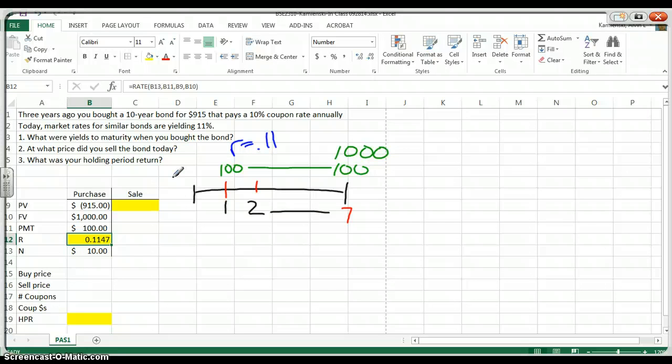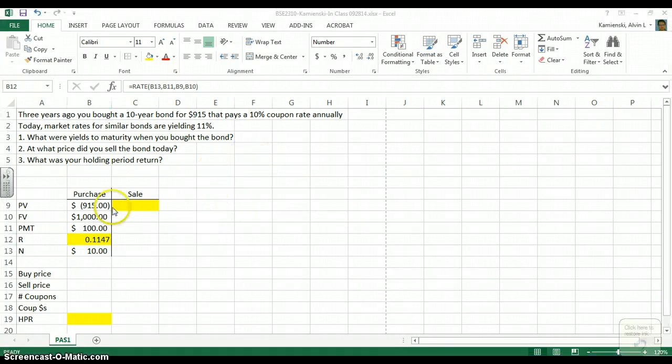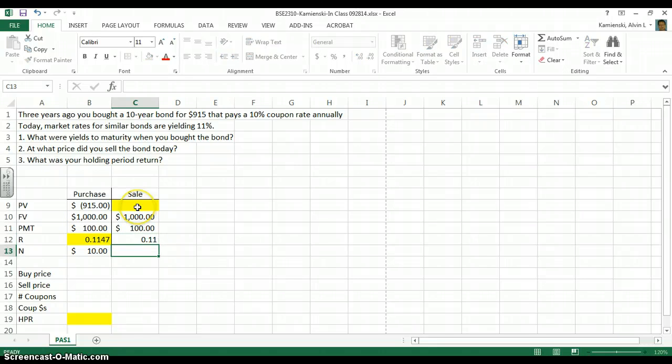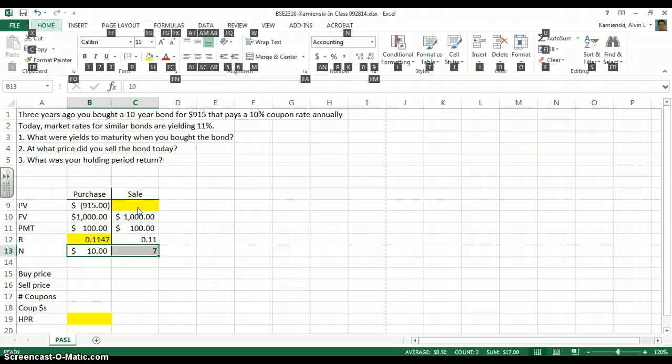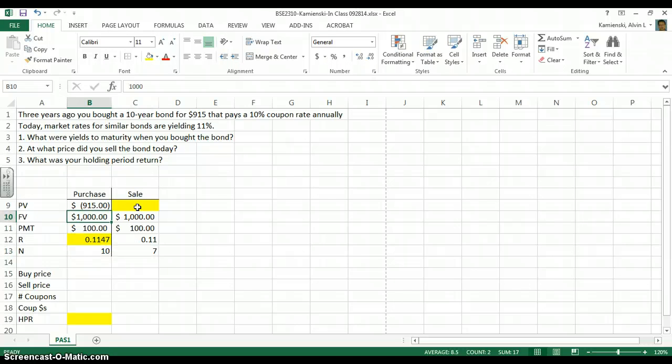So again, orienting this on a timeline, we can see pretty quickly that we're going to be asked to solve for present value, which we also know in bond parlance to be price. So let's go ahead and wire those things in here. We have the same $1,000. We have the same $100. Rates are now 11% when time is 7 years. Enter. And now let's go ahead and solve for present value.